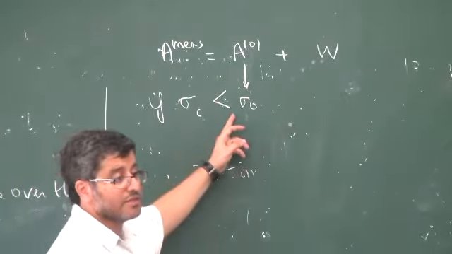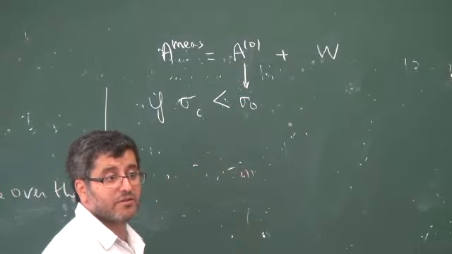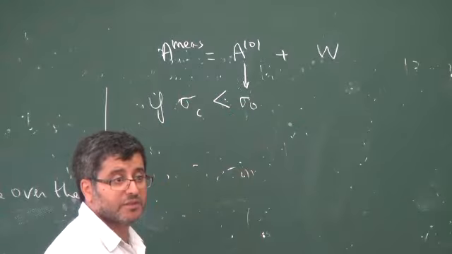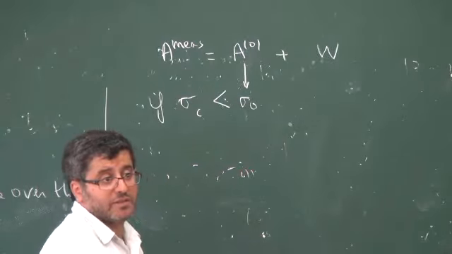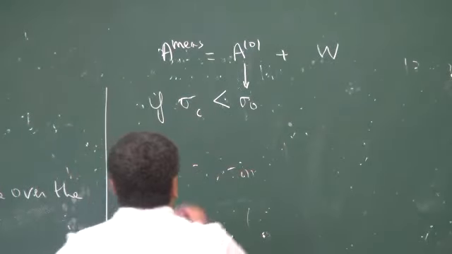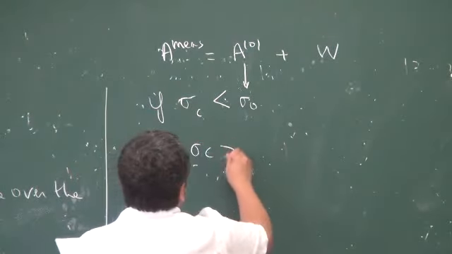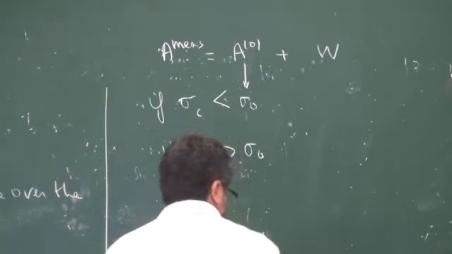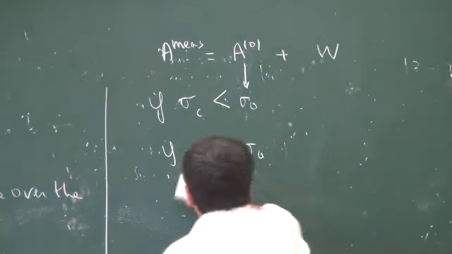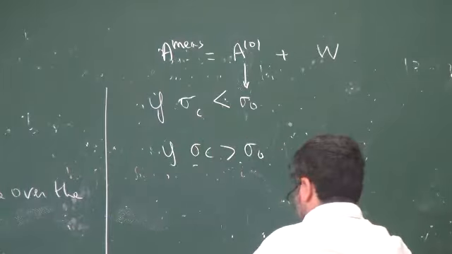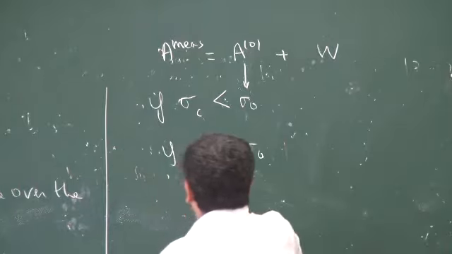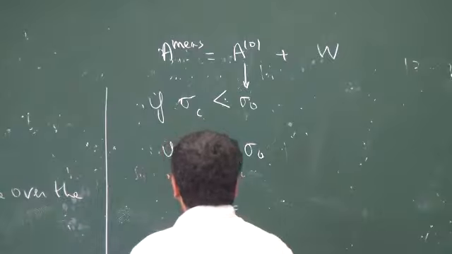If sigma C is larger than sigma 0, then the reflector is in the noise. The statistics is completely different, and there is no way to detect it. It's in the noise. Okay? Sigma C is the variance of this noise. Actually, normalize it. There's some normalization. It's important.